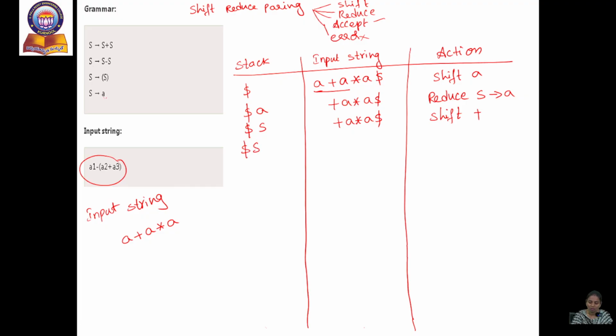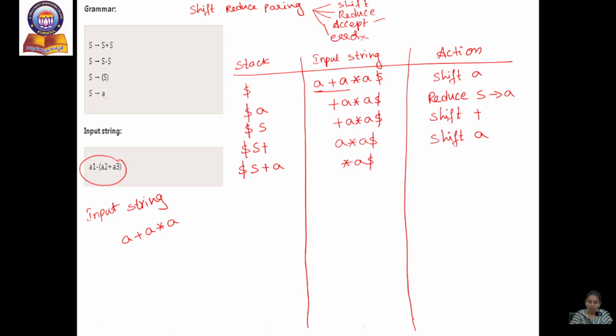So dollar S plus. I'm checking in the grammar whether any production is deriving S plus. No production is there deriving only S plus. So again, the only input string available here is A into A dollar. So I can do the shift operation here, shifting A. So the dollar S plus A. What is remaining here? Into A is remaining here, dollar.